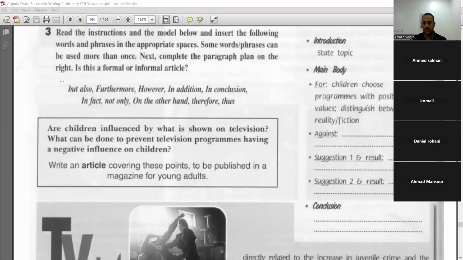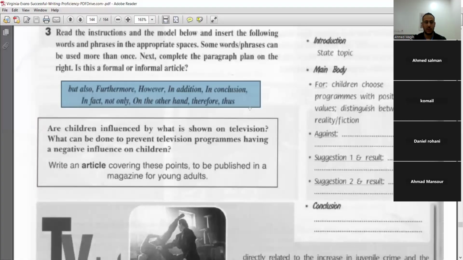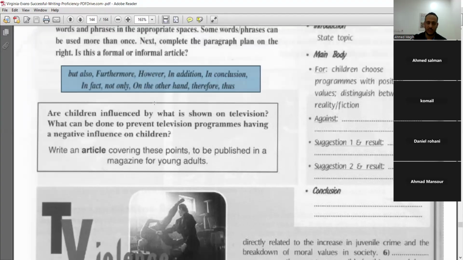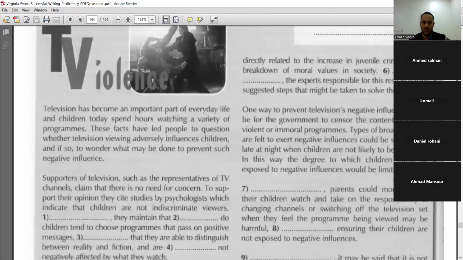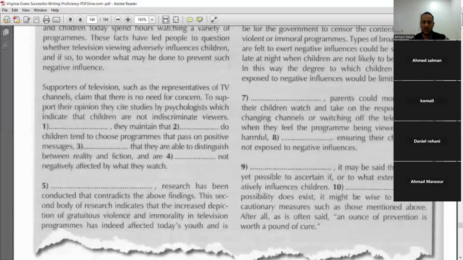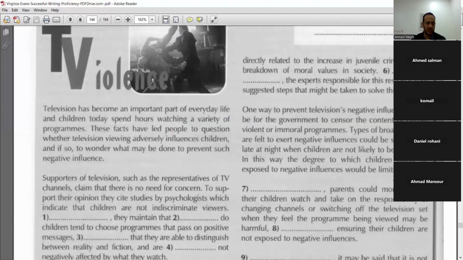You can use these linking words, okay: but also, furthermore, however, in addition, in conclusion, in fact, not only, on the one hand, on the other hand, therefore, thus. You can use these words in these spaces. So this is an article, and let's see how it's written. Actually, this is a long one. I just want you to write 4 paragraphs. You don't need to write 6 like this one.